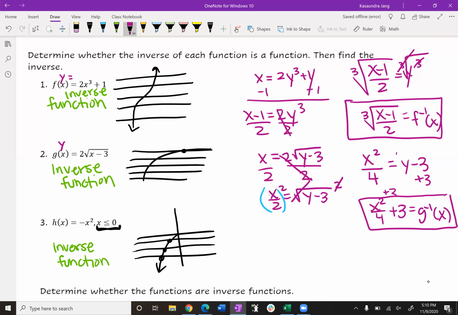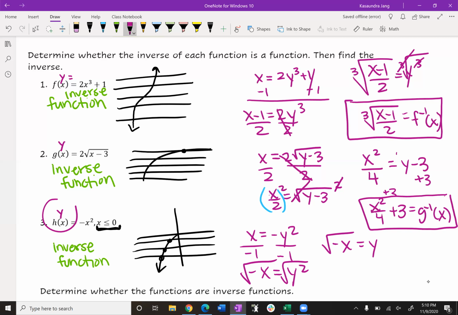So I'm going to solve it like I did before. Instead of h of x, I'm treating it like a y. And then I swap my x and y. So x equals negative y squared. I'm going to solve for y, so I will divide by negative 1 on both sides, basically change the sign on both sides. So I get my positive y squared. And then I square root both sides. So I get the square root of negative x, and this all equals y. Now I originally had an h of x function, so this is now my h inverse of x.